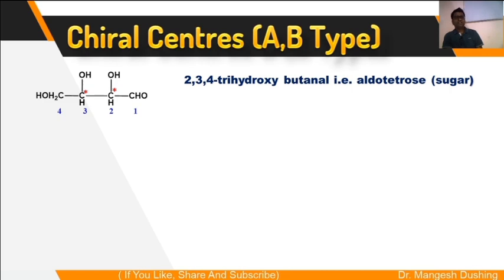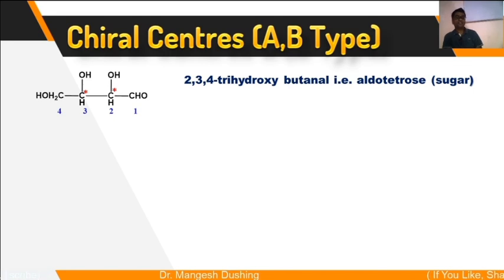Now we will see chiral centers of AB type, meaning two chiral centers that contain different atoms or groups of atoms. This is the example. The name of this molecule is 2,3,4-trihydroxybutanal, that is an aldotetrose sugar. It contains two chiral centers. Carbon number 2 and carbon number 3 are the chiral centers.